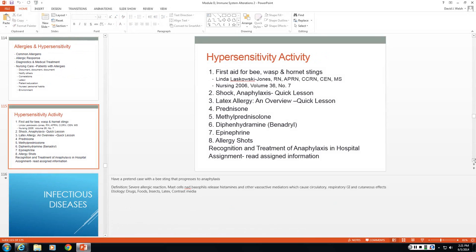So let's look at the hypersensitivity activity. We've got a pretend case with a bee sting that progresses to anaphylaxis. First aid for the bee, wasp, or hornet stings is the first thing you want to do. For anaphylaxis, what are we going to do?